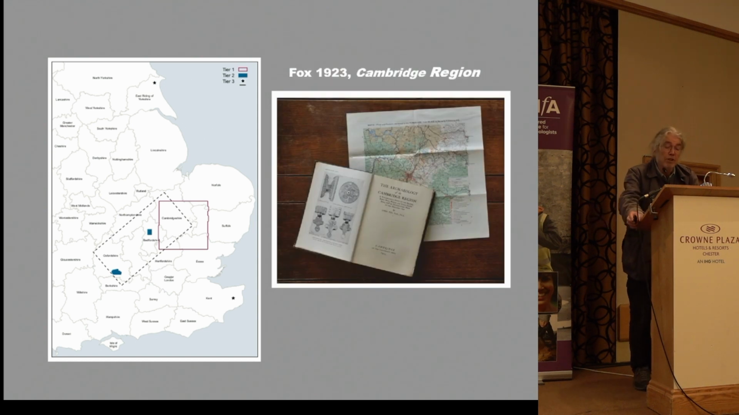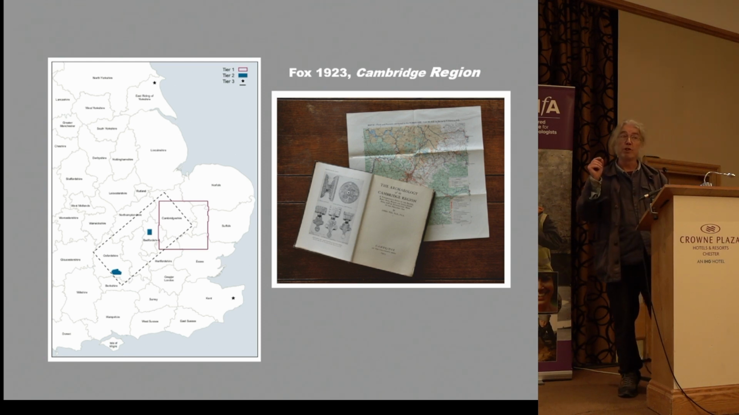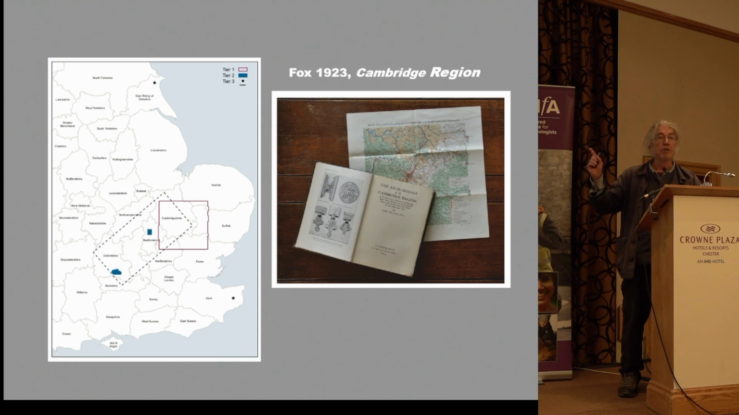Now, turning to Fox's 1923 Cambridge region study, The Archaeology of the Cambridge Region, which remains a really useful book. It's a comprehensive overview of its time, and it provides a gauge of settlement densities and their landscape interpretation. And this becomes interesting in thinking about whether we should be updating syntheses regularly, because something like this becomes a document of its time.